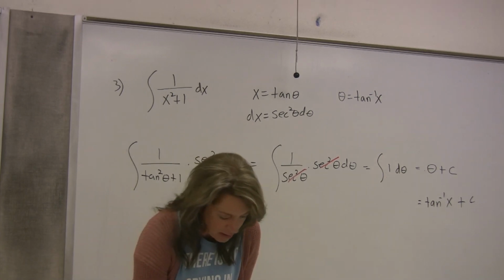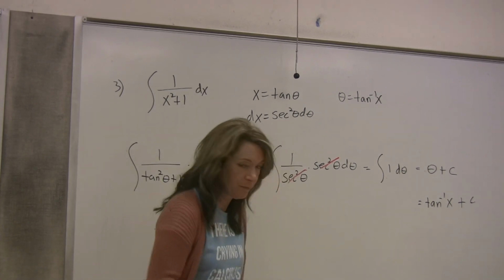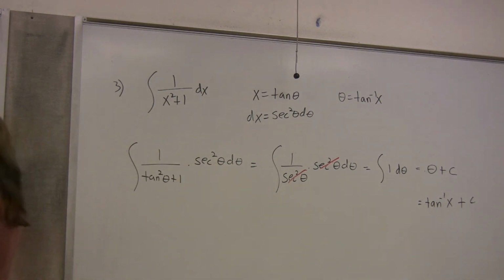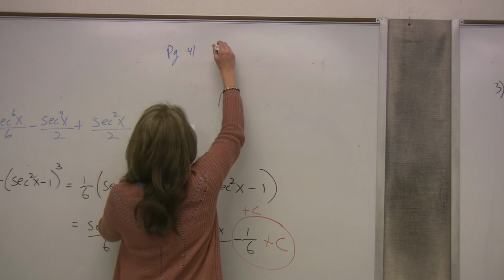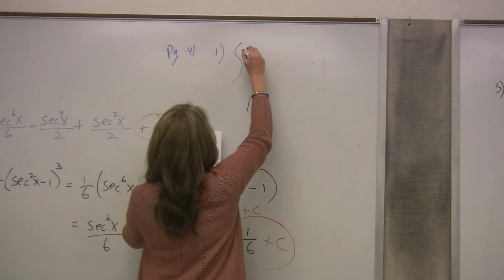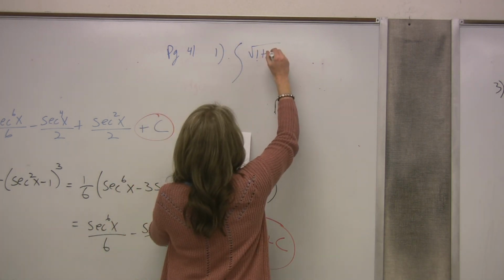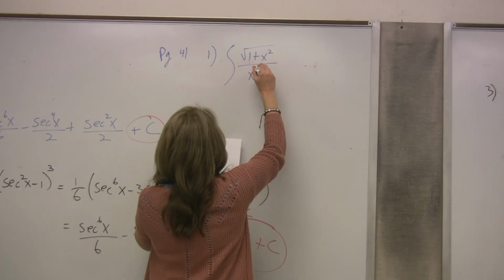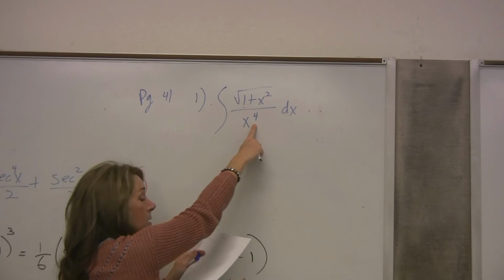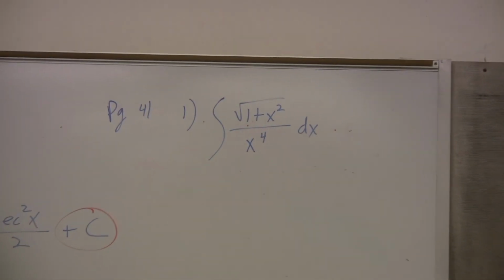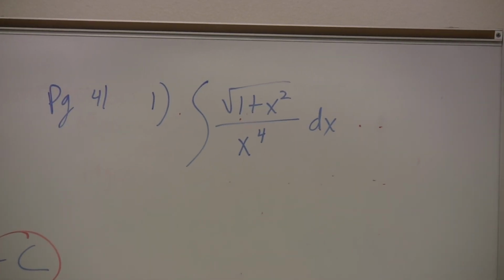So let me tell you what the problem is, because there's a typo. Practice problem number 1 on page 41. It should have a fourth in the denominator: 1 plus x squared over x to the 4th. You guys see that 4 is missing? At least it's missing on mine. And then the second one is okay.